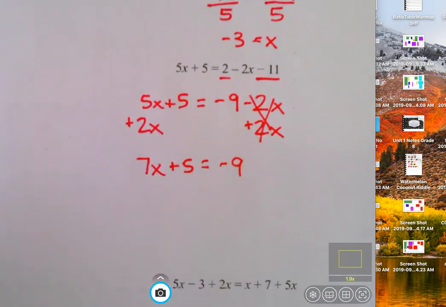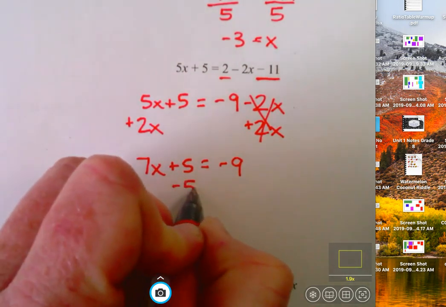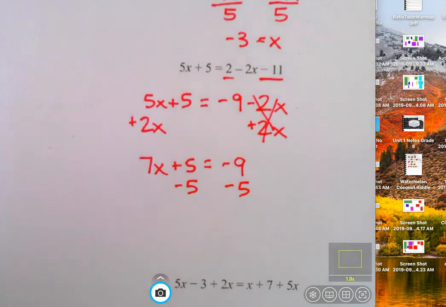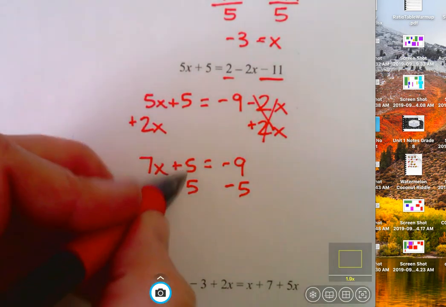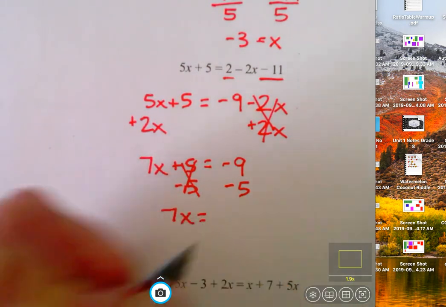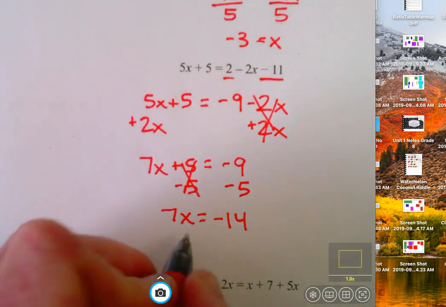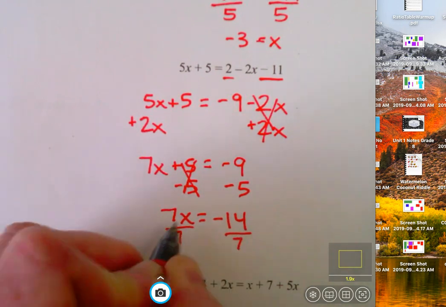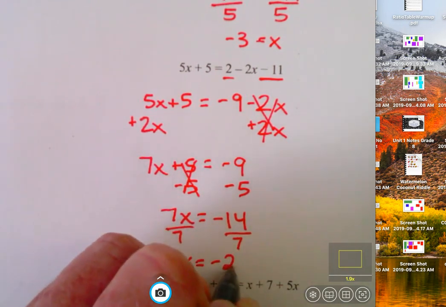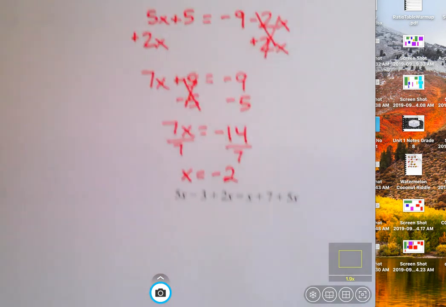I want to get x by itself, so I want to get rid of this. So I'm going to put a -5 here and a -5 here. 5 and -5 is 0, it goes away. So I have 7x equals a negative 9 and a negative 5, that's negative 14. So if we divide this by 7, right, 7 divided by 7, that's just x, and this is negative 2. All right, we're getting there.